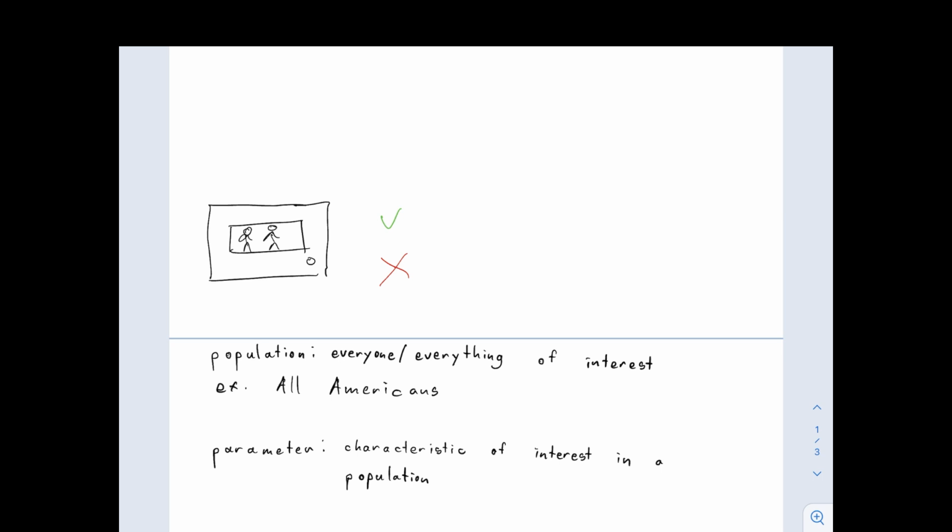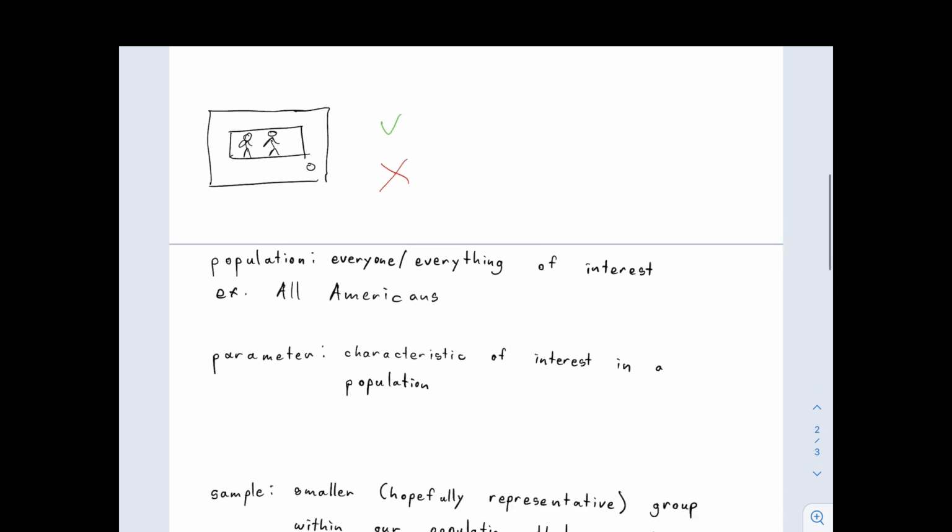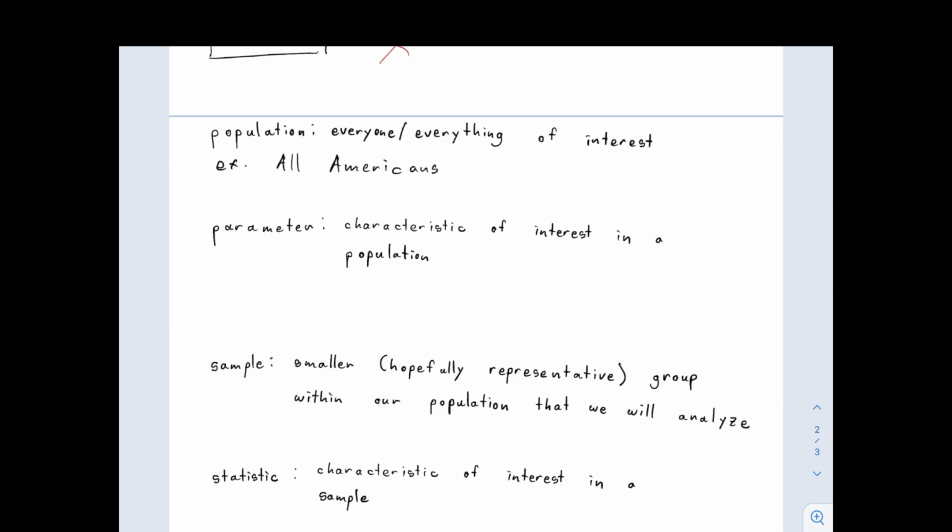A characteristic of the population that we want to study, in this case the proportion of Americans watching a particular TV show, is called a parameter. Proportion of Americans watching a show.